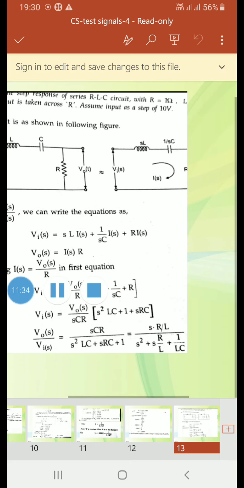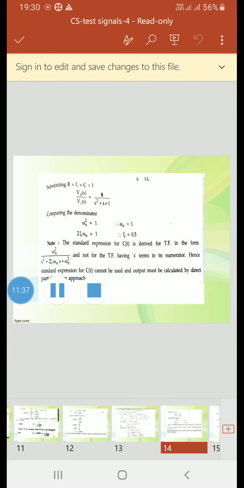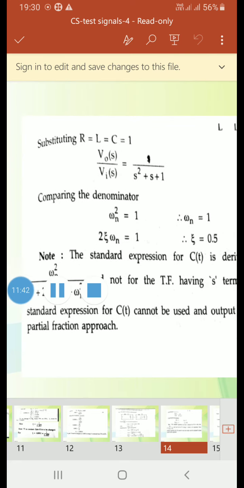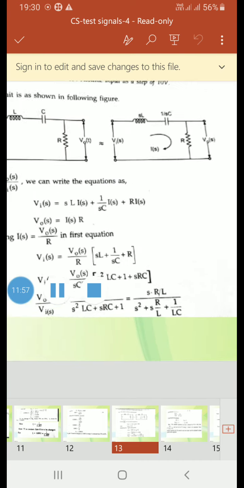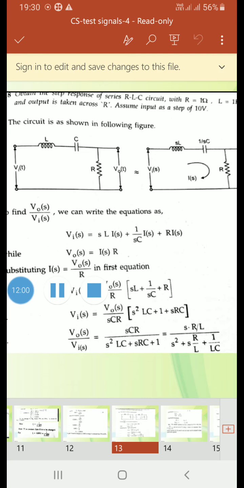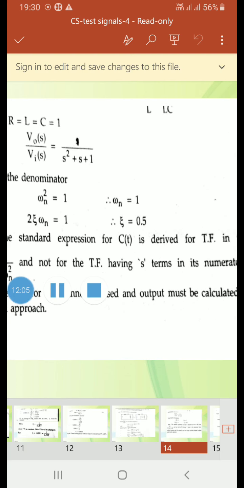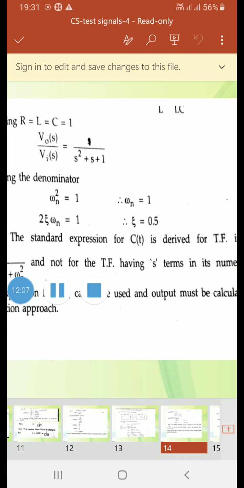So substitute the values of R, L and C. R is 1, L is 1, C is 1. So V naught of S by Vi of S is equal to S divided by S square plus S plus 1.